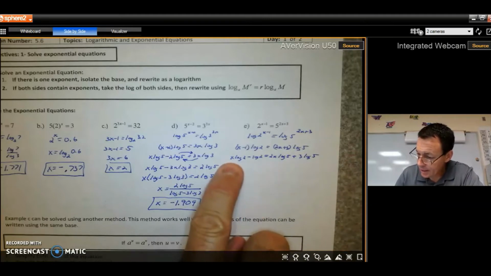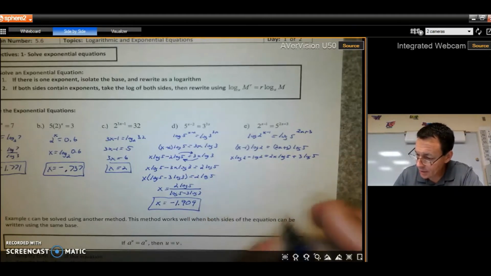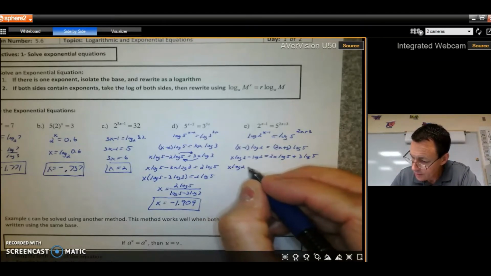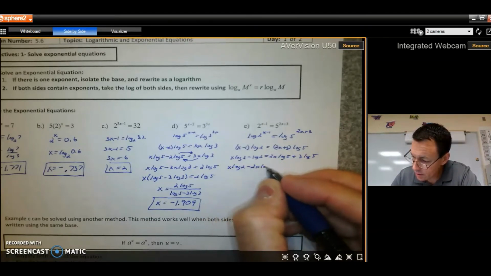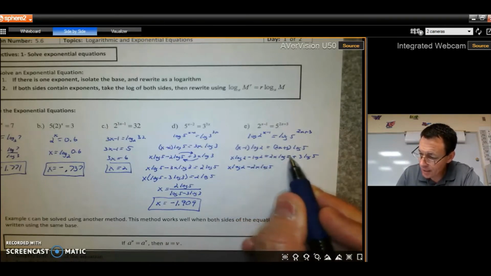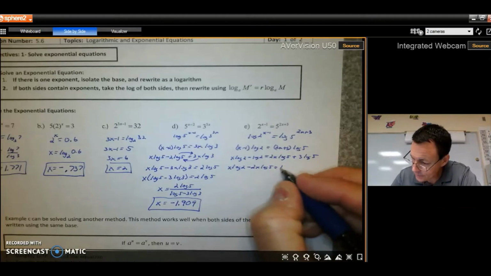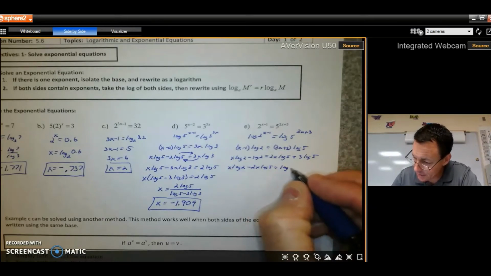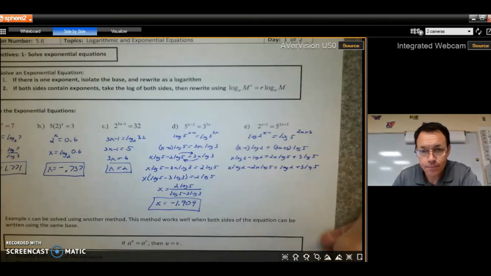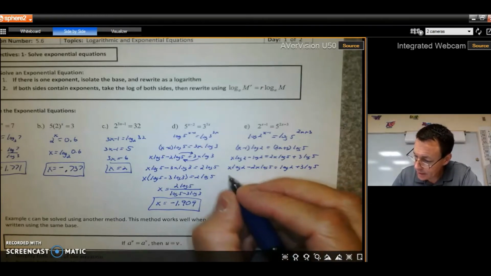Alright, I've got an x here, I've got an x here. I'm going to get those guys together. x log 2 minus 2x log 5. I'm going to take this minus log 2, and bring him to the other side. I want my non-x's to be on the same side. Now I can factor out that x.